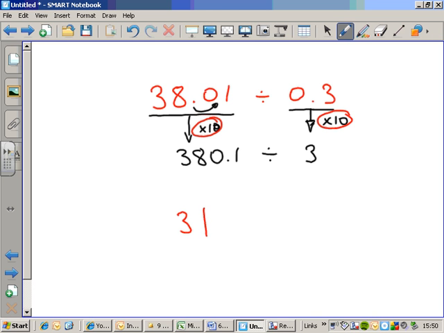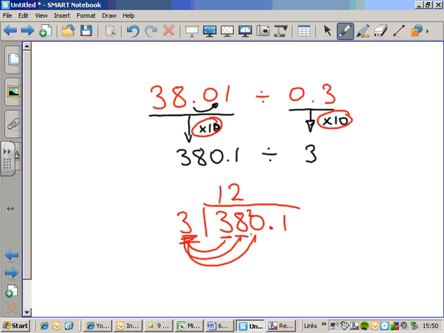So our new sum, having timesed both numbers by 10, is 380.1 divided by 3. If we now do this calculation, we will see that the answer we get is the answer we would have got to the original sum. How many 3s go into 3? 1. How many 3s go into 8? 2 remainder 2. How many 3s go into 20? 6 remainder 2. Don't forget the decimal point. And how many 3s go into 21? 7. We get an answer of 126.7.